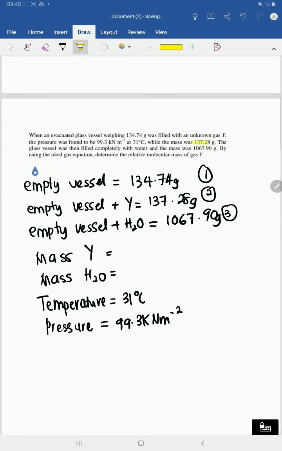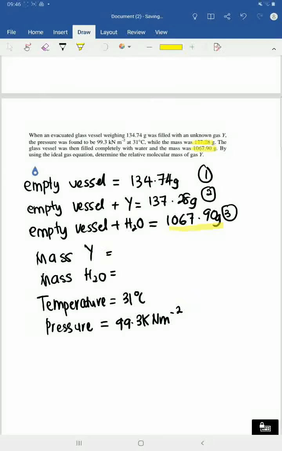So this new mass is the mass of the empty vessel plus gas Y. Then the glass vessel was filled completely with water, and the mass was 1067.90 gram. This new mass is the mass of the empty vessel plus water. By using the ideal gas equation, determine the relative molecular mass of gas Y.